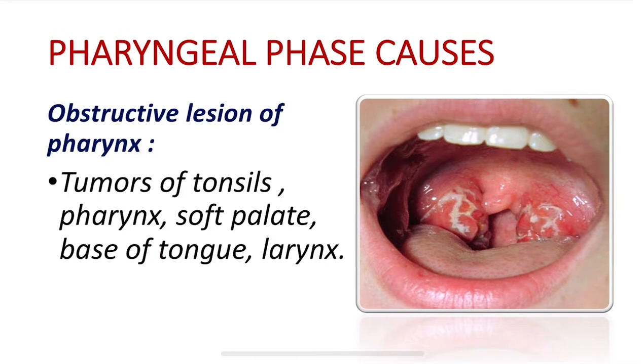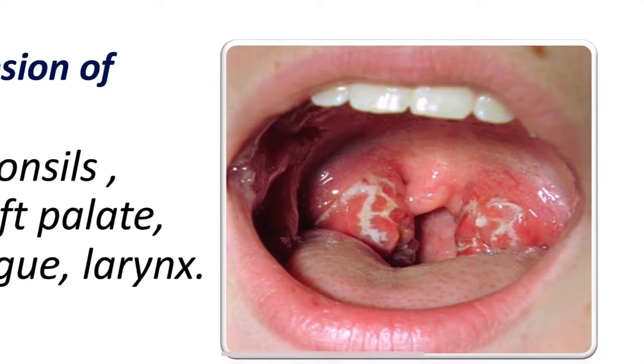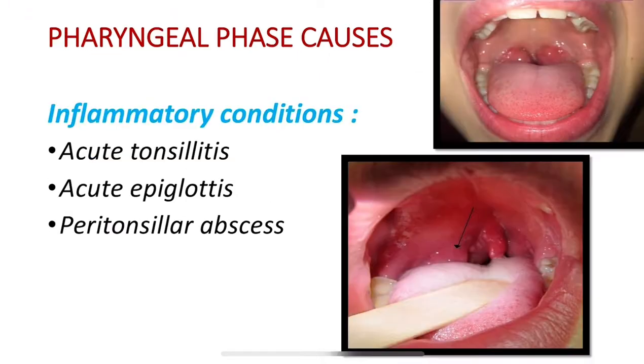Whenever tumors are present in these parts, now a picture is given of the tumor of the tonsil, then obviously there will be a difficulty in passage of food leading to dysphagia. Tumors in these particular places are going to cause dysphagia. These come under the pharyngeal phase causes. Then under the pharyngeal phase causes, you have to write the inflammatory conditions. So guys, the inflammatory conditions could be acute tonsillitis and acute epiglottitis. Whenever there is an inflammation of the epiglottis, it is acute epiglottitis, and then tonsillitis, inflammation of the tonsil.